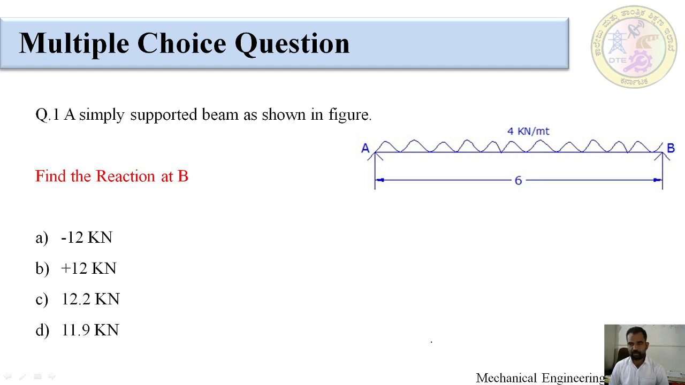Next, this is the problem. They have given a span of 6 meter, A to B. They have given a full UDL of 4 kN per meter over the full span. They want to determine the reaction at B point. How much reaction happens at this point? The calculation we have done in the previous session also. Do carefully before answering any among the 4. One would be the correct answer.